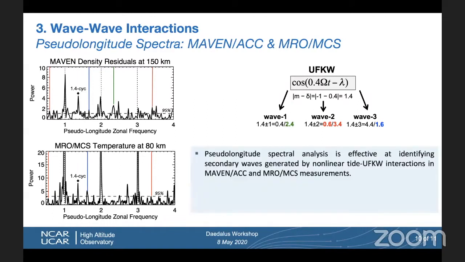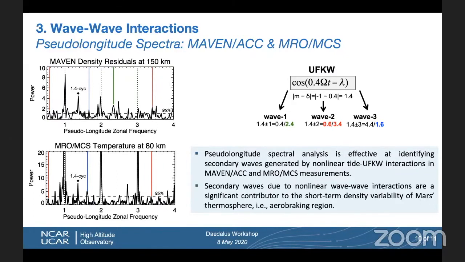So pseudo-longitude spectral analysis is effective at identifying secondary waves due to nonlinear tide and ultra-fast Kelvin wave interactions in the MAVEN accelerometer and MRO MCS measurements. And secondary waves are really playing an important role in coupling the lower and middle atmosphere of both Earth and Mars to the thermosphere and potentially the ionosphere as well for Earth.